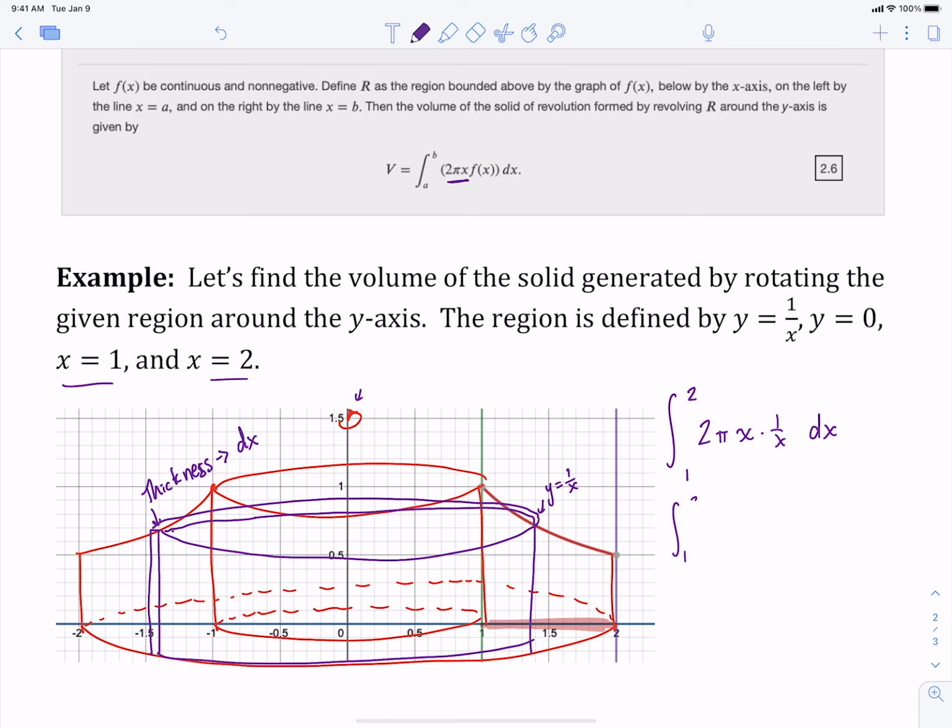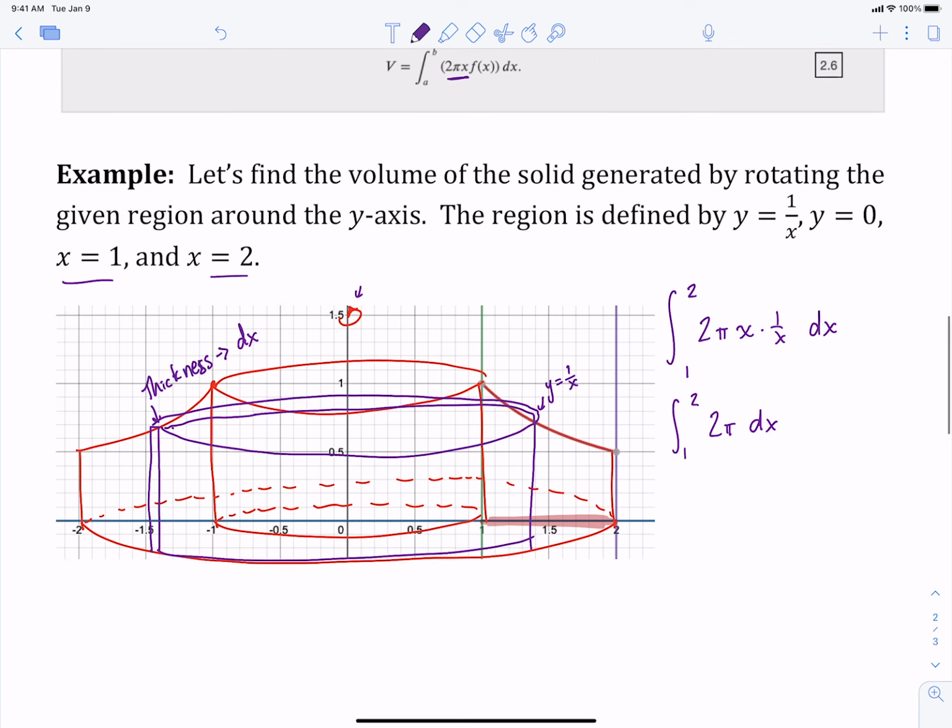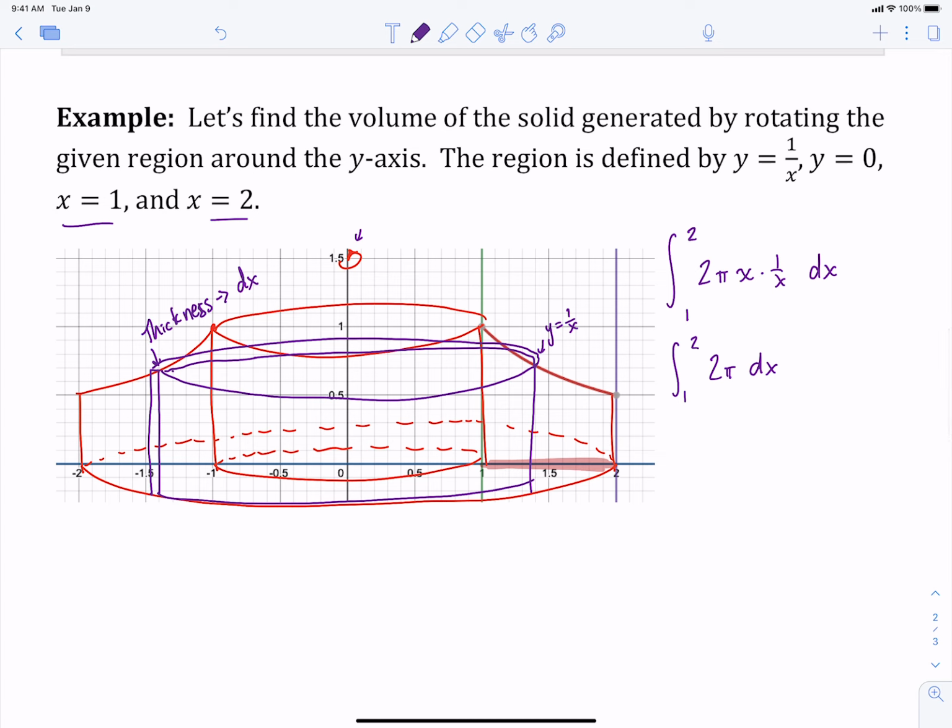So this actually is pretty easy because x times 1 over x cancels out, gives us just 2 pi. And we get 2 pi x from 1 to 2. So 2 pi times 2 minus 2 pi times 1. So we're going to get, let's see, 4 pi minus 2 pi? Yep, so 2 pi.